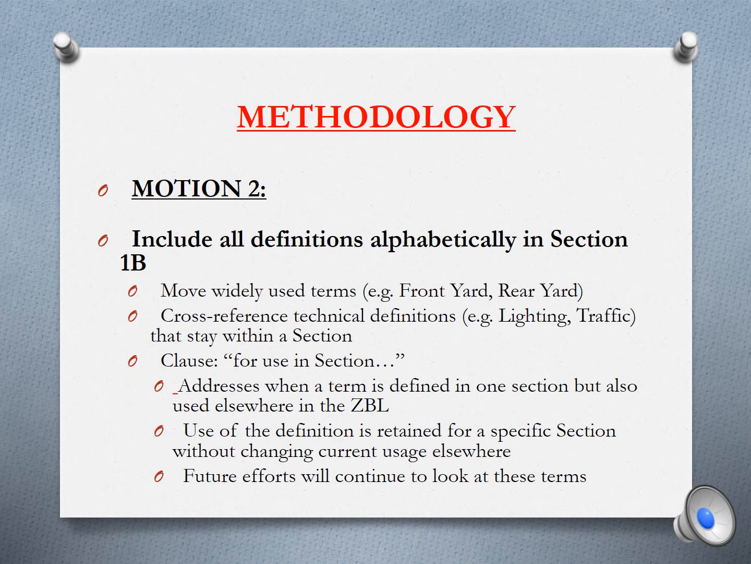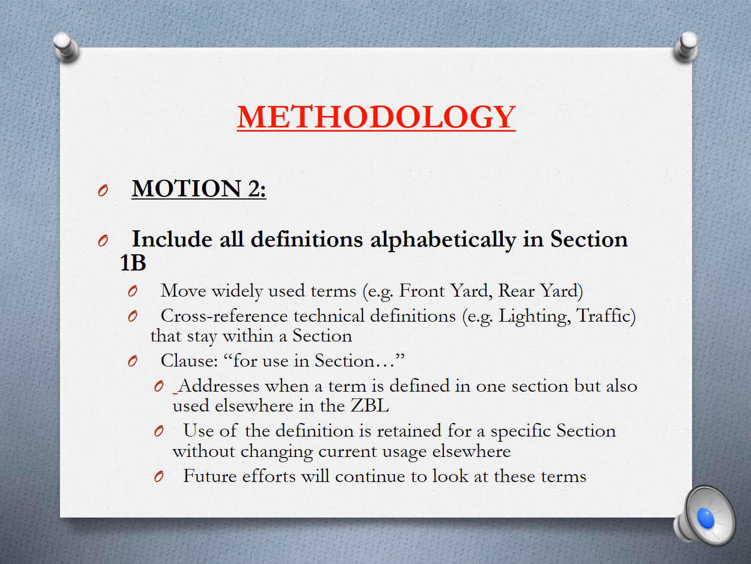Motion 2. Motion 2 is the mainstay of Article 28. It moves all definitions into Section 1B, inserting widely used terms and inserting references to terms specific to certain individual sections. All definitions will appear in alphabetical order. Planning will use this methodology as a precedent when we add new sections to the bylaw.